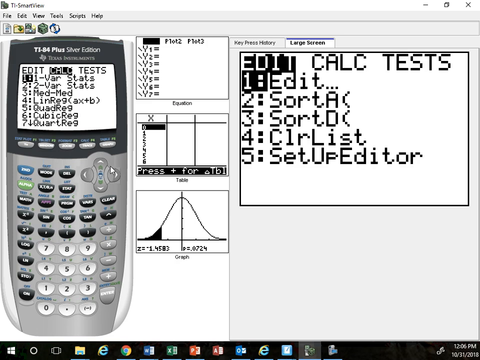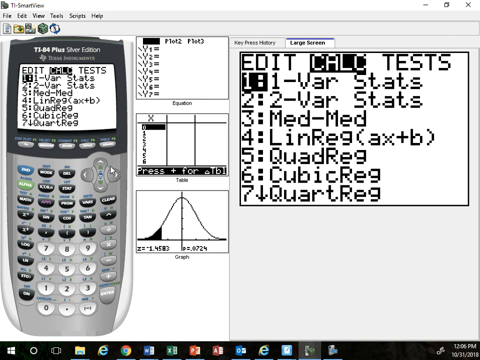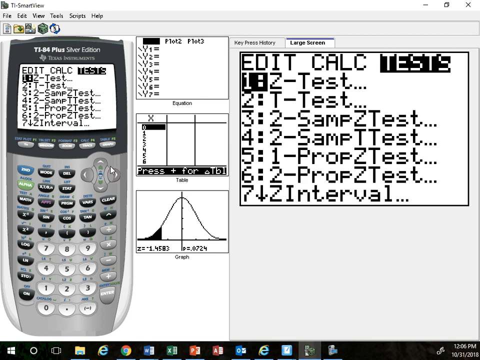Okay, so of our test, what test do you think we're going to pick? Number 5. One proportion z-test. Make sense? We're doing proportions now, so we got to pick a proportion one. All right, so I'm going to pick number 5.